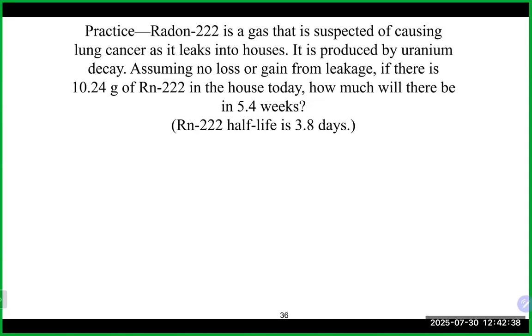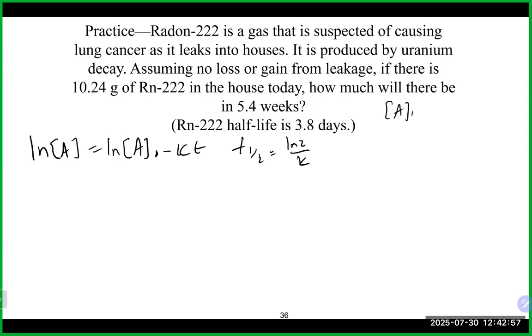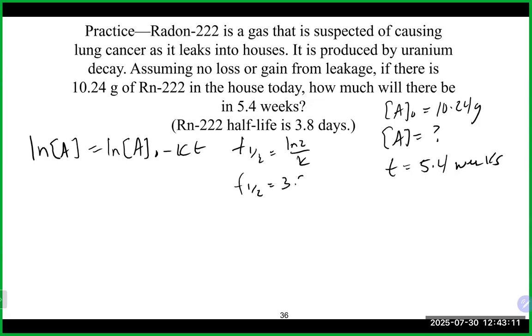Okay, so let's take a look again here. Try to do a better job this time. So we're going to roll with our same equation here, and our half-life equation. And in this particular case, we have initially 10.24 grams. We want to know how much will be there at the end. In this case, our time is 5.4 weeks, and our half-life is 3.8 days. So once again, we are looking for that. We have that. We have that.